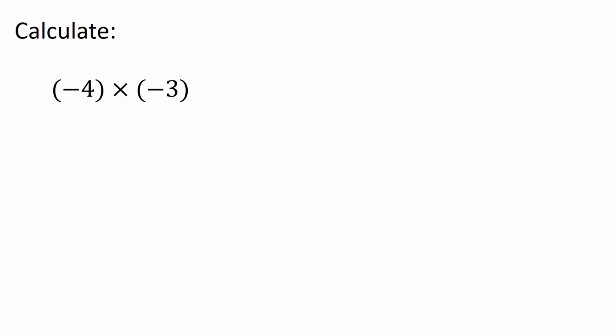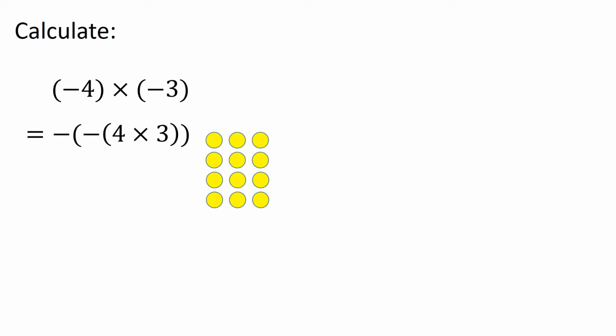So continuing that, we have -4 times -3. Well, that's the same as 4 times 3 flipped once, and flipped twice. So there's my 4 groups of 3, flipped once to negative, flipped twice to positive. Making use of the counters at this stage really emphasises this flipping idea. So the answer there is 12.